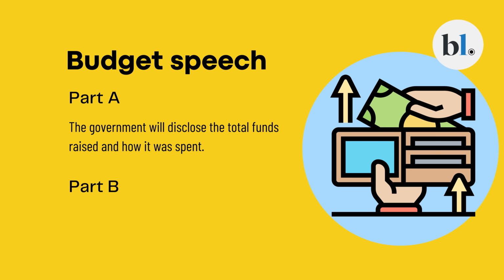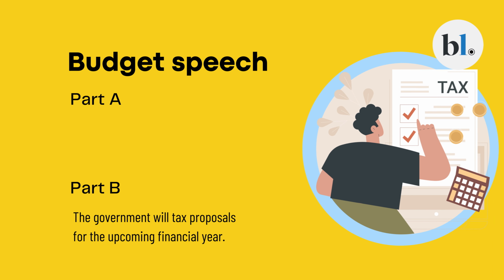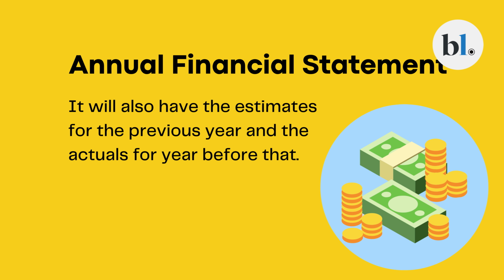They will usually disclose the total funds raised and how the money was spent. In part B of the Finance Minister's budget speech, watch out for the government's tax proposals for the upcoming financial year. This will have a direct bearing on your finances. The annual financial statement shows the estimated receipts and expenditure of the government for the coming financial year. It will also have the estimates for the previous year and the actuals for the year before that.